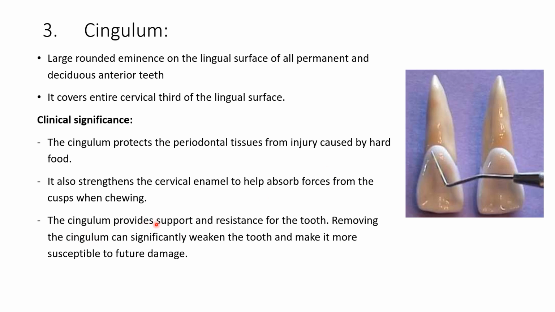Then the cingulum provides support and resistance to the tooth surface. Removing the cingulum can significantly weaken the tooth and make it more susceptible to future damage. So it provides support and resistance for the tooth during mastication. So by mistake, if while constructing or fabricating a tooth you have not maintained the cingulum properly, there are definitely chances of future damage to the tooth.